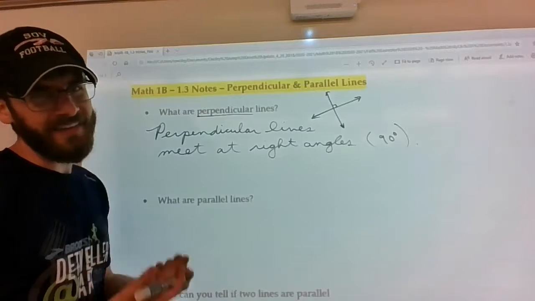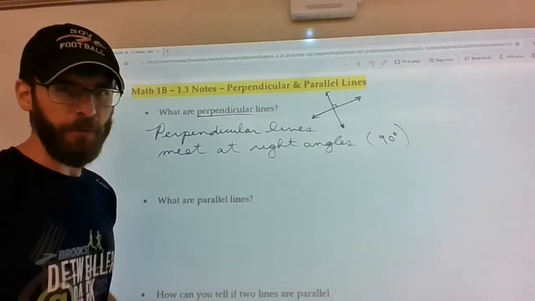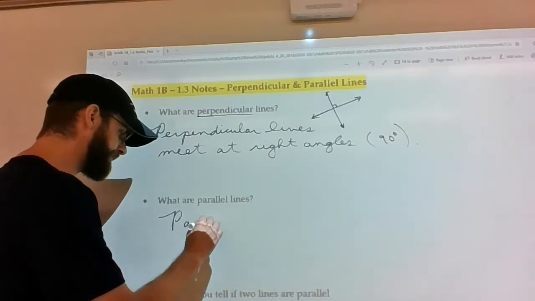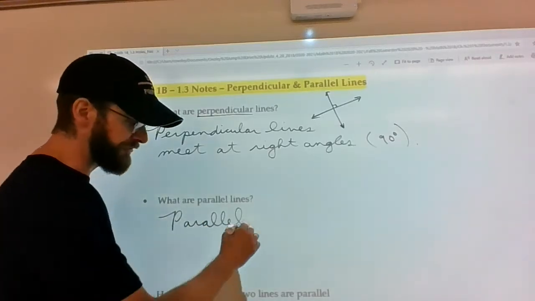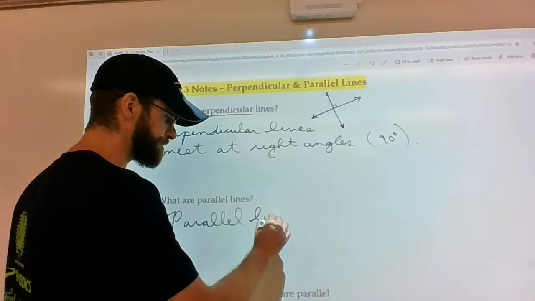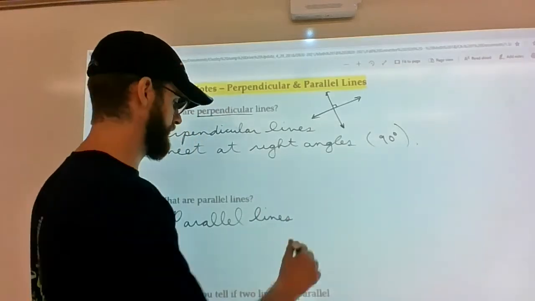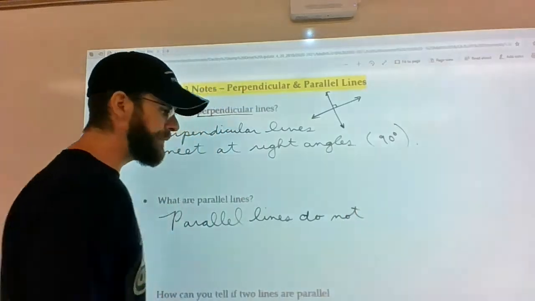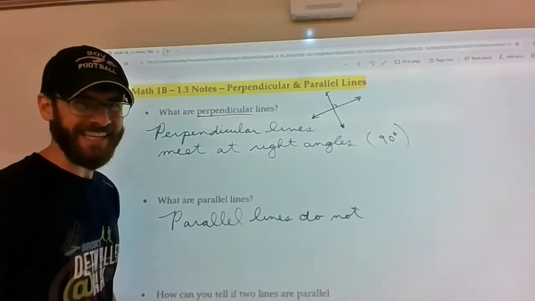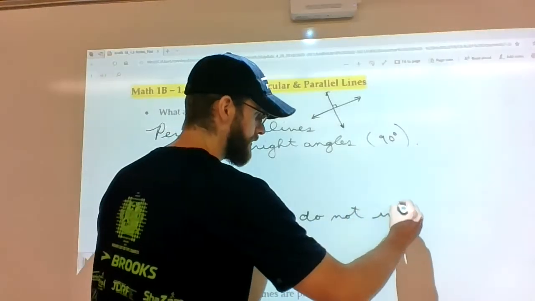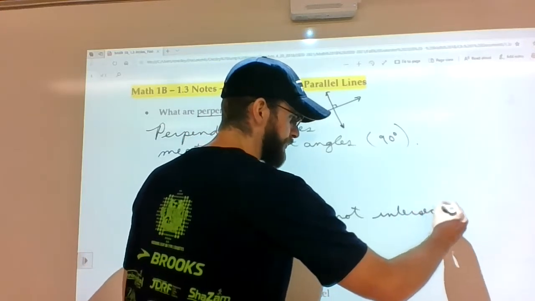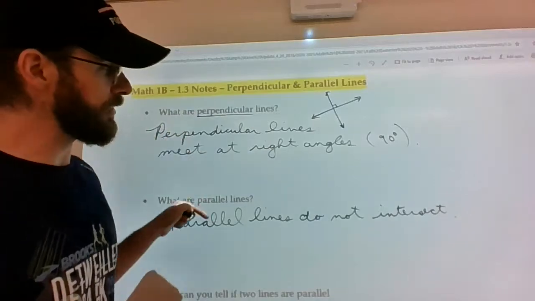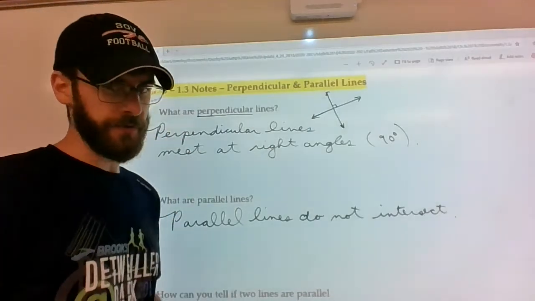Now, what are parallel lines? I think most people get to that point in math before you even get to high school. Parallel lines are also defined by where they meet. They never meet. Parallel lines do not, and maybe a better word than meet would be intersect. That's the accepted mathematical term. So parallel lines do not intersect. Perpendicular lines intersect at right angles.